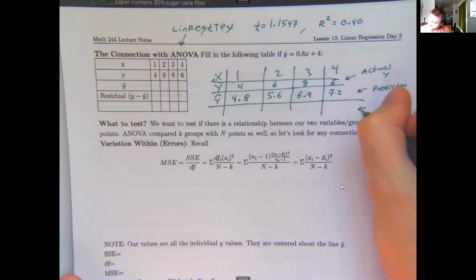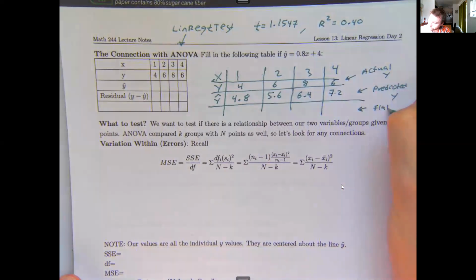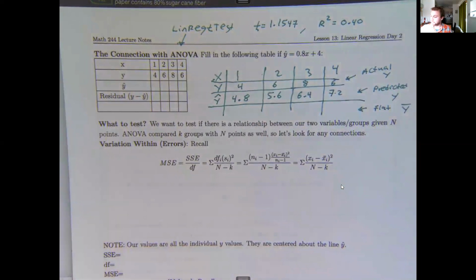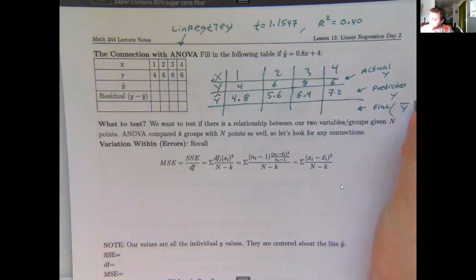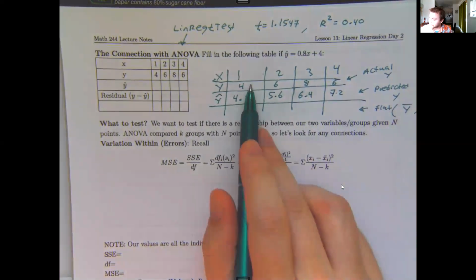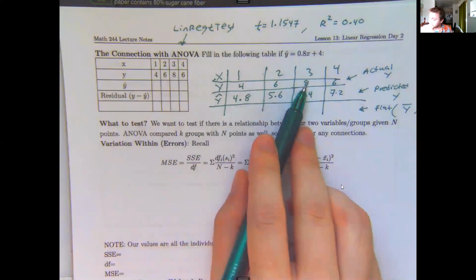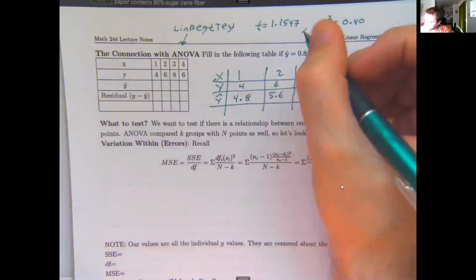Now, if this thing was straight up flat, just for reference, then my flat line would just be the average of my y values. So let's see what that looks like. Adding up my y values, 4 plus 6 plus 8 plus 6.